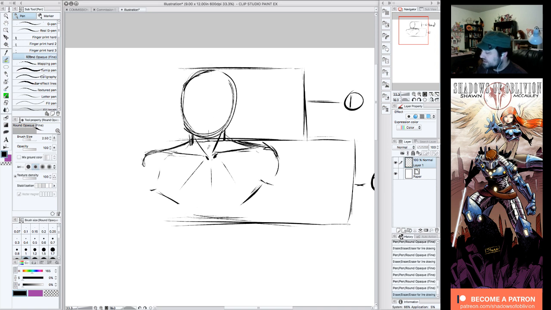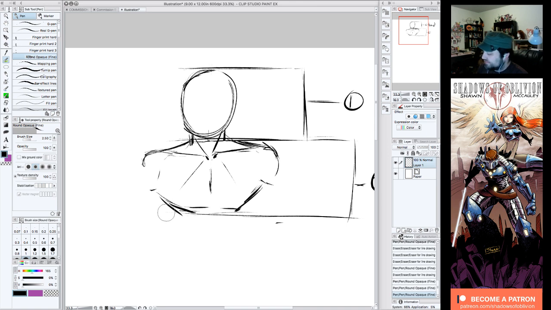Now, if we have enough time, I might get into the very specifics of the anatomy, like how the chest muscles should look, or what have you. But regardless, you want to make sure that they connect to the armpits.